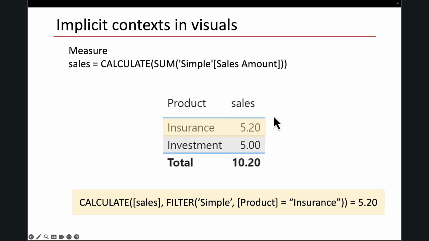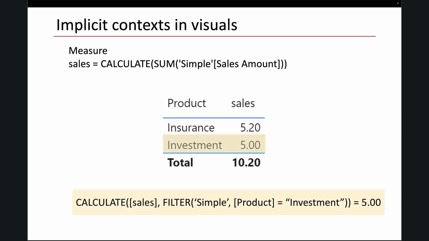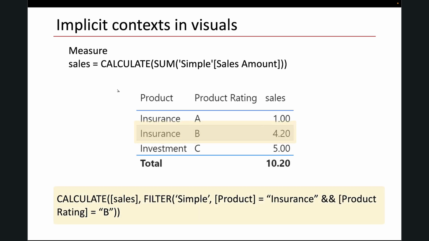Let's look at investment as a practice. For investment, it's just gonna do Sales again using this measure here, but this time it's gonna filter on the value equal to investment because for this row it sees that the product value is equal to investment. So it changes the formula to product equal to investment, evaluate it, and then you find out the answer is $5.